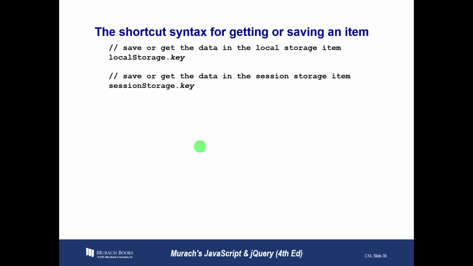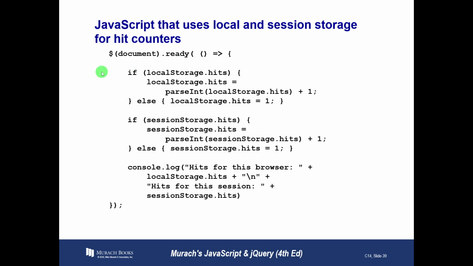But it gets even easier because there's a shortcut syntax. We can just say localStorage.key. And if we say equals and give a value, it's assigning something to that key. If we're using this and assigning it to something else, it's actually going to get the value assigned to that key. So we can just use localStorage.key or sessionStorage.key the exact same way. And we'll see some examples coming up of both of these.